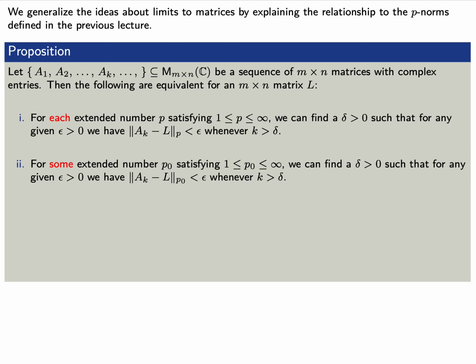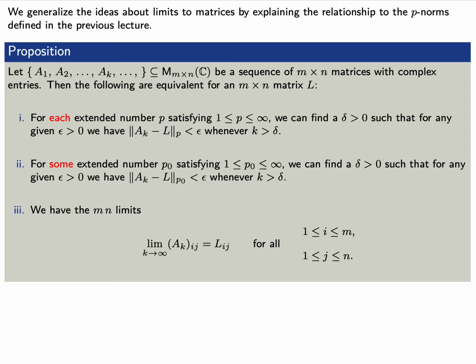Second, let's say that for some extended number p0, we can find a positive delta such that for any positive epsilon, the p0 norm of A sub k minus L is less than epsilon whenever k is greater than delta. Again, this says that this should hold for some extended number p0. And finally, we have the following m times n limits.